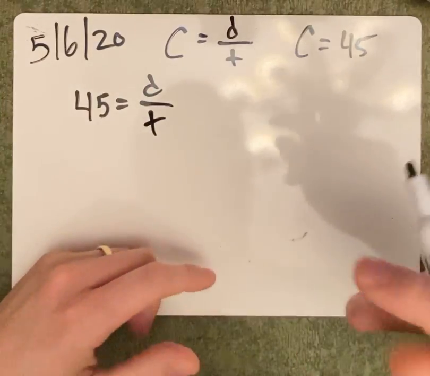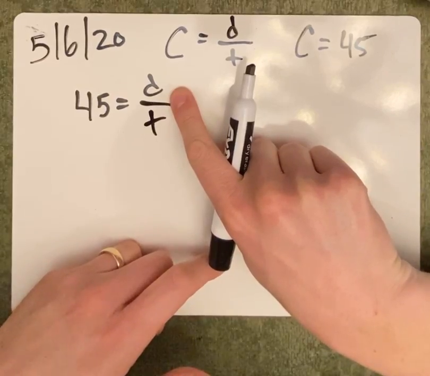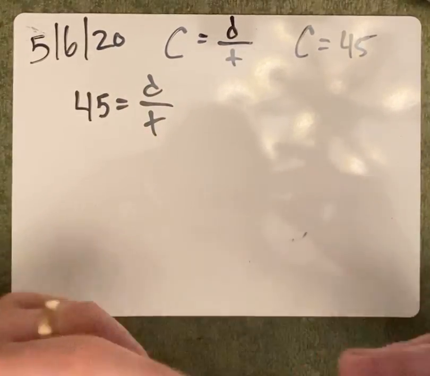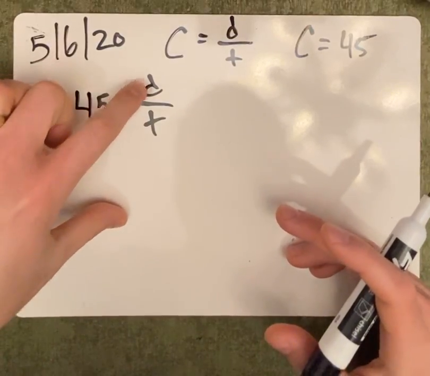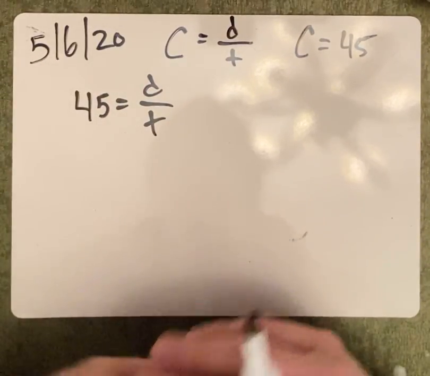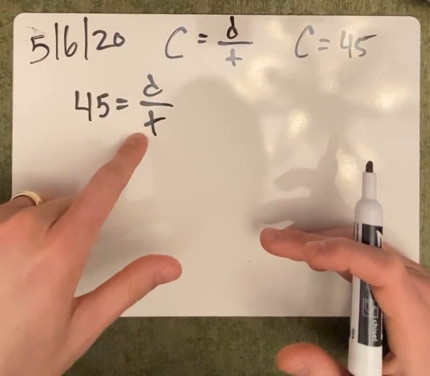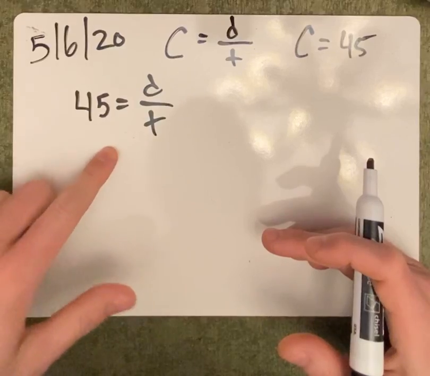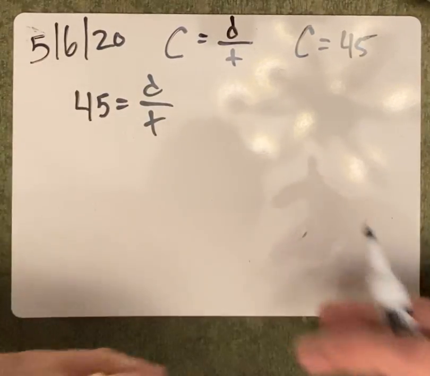And what does that mean? It means that I'm solving for D right here. So that means I have to isolate D by itself. I have to get it alone. And if you notice, D is being divided by T. So like we talked about yesterday, how can I undo division to get rid of this T? Because I have to bring this over here. So what's the inverse of division?